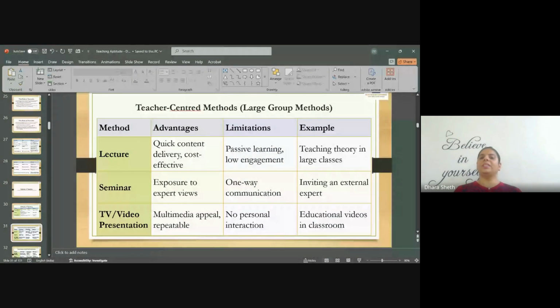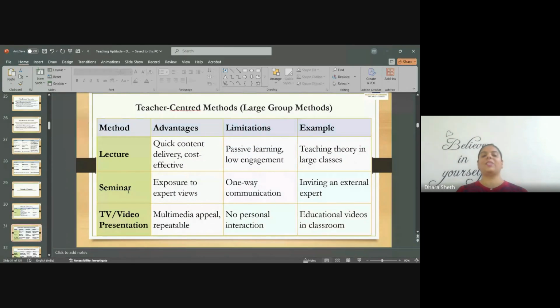So teacher-centered methods for large groups. The most obvious is lecture: quick content delivery, and it is cost effective. Passive learning, low engagement. Teaching theory in large classes. So that is again a lecture kind of thing where I am speaking, and everyone's listening passively or actively, depending on their own internal motivation.